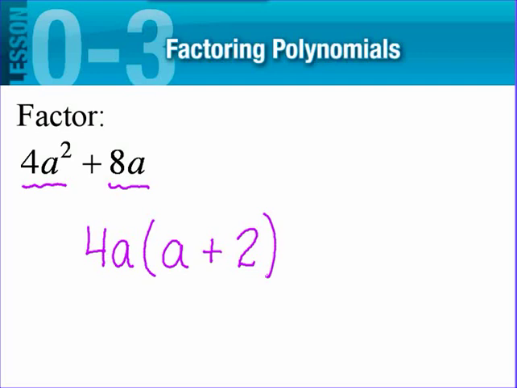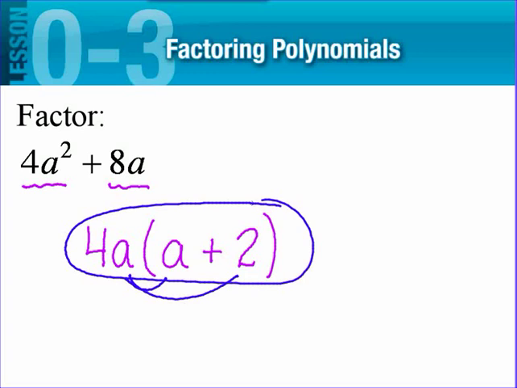Now, here's a little check that you can do. When you get done, you should be able to distribute this 4a to each of the terms, and you should get exactly what we started with. Okay, 4a times a, we know is 4a squared. 4a times 2 is 8a. So that is in fact correct. So I look to take out something that's in common with all terms.